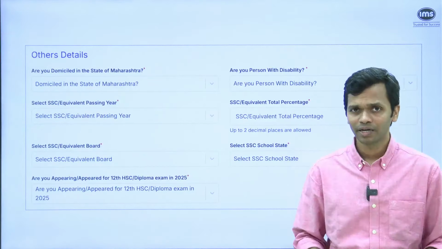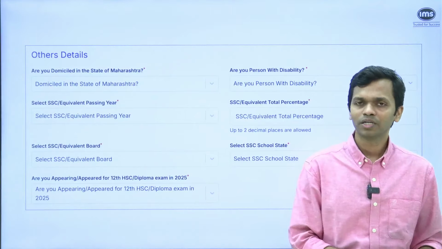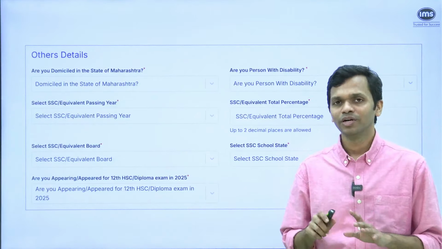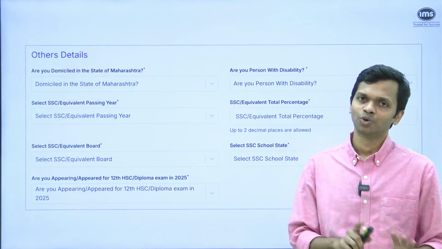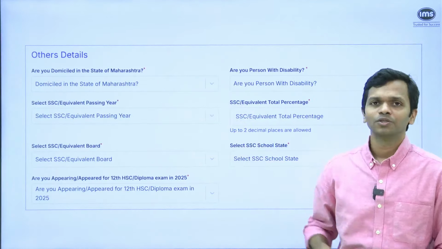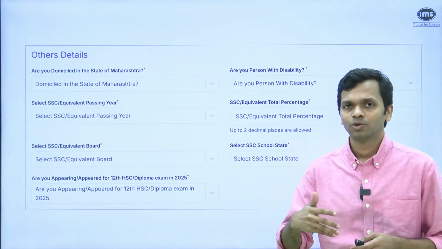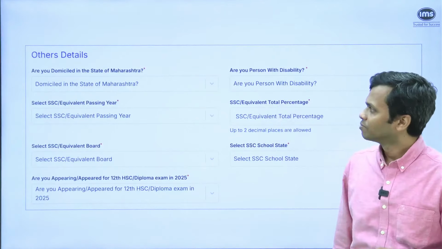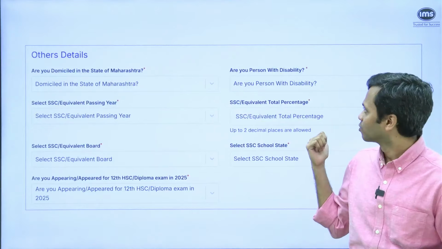Again, it's not mandatory. For people who are born in Maharashtra, your entire education has happened in Maharashtra, you don't need to have this, but it's good to have. That's where I'll leave it. It's a yes or no question. You just have to say whether you are domiciled or you're not domiciled. Then, are you a person with disability? That's again a question, yes, no.